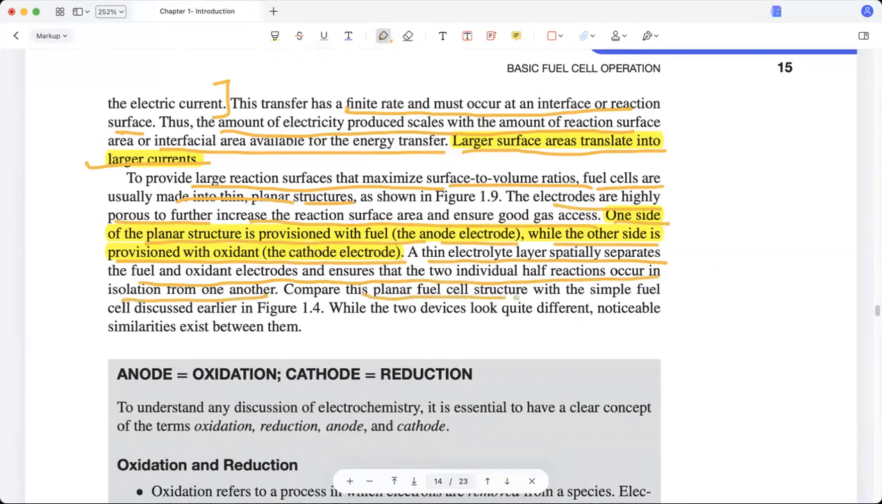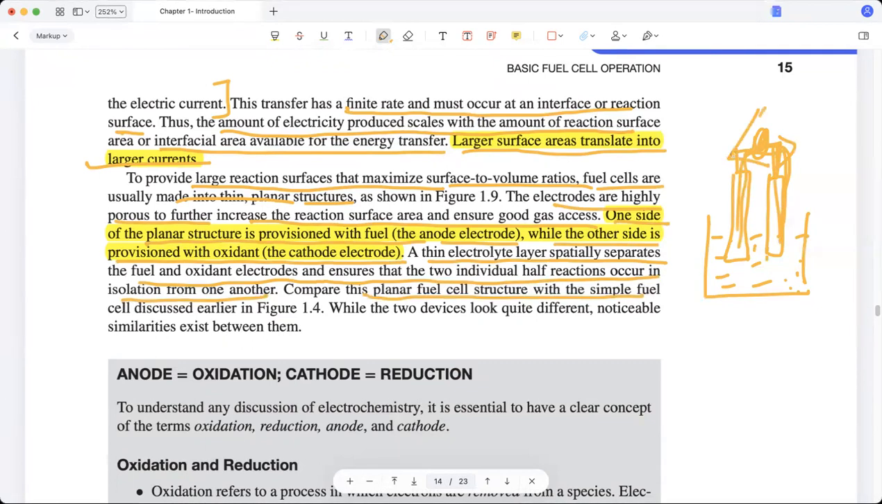Compare this planar fuel cell structure with the simple fuel cell discussed earlier. So the structure discussed earlier was like this. We discussed it in the previous video. Here you have anode, cathode. This is your electrolyte, which is a sea of H plus ions. And here you can attach your bulb or anything to complete the circuit. Here only electrons, like if the electrons are moving this way, the current will be moving this way.